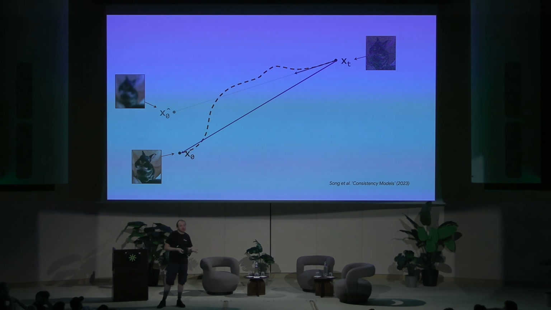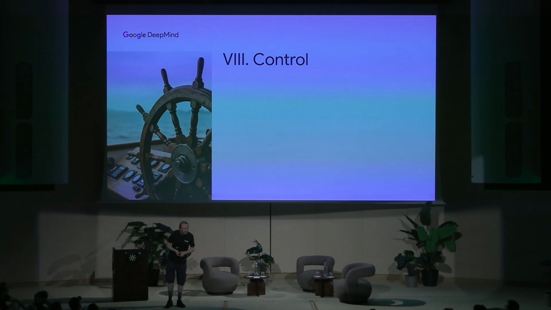Turns out you can do that. This is called a consistency model. And this idea is the basis for a lot of these modern distillation techniques. It's not the only way to do it, but it is a very popular way to do it. Cool. And then finally, the last thing I want to talk about is control.